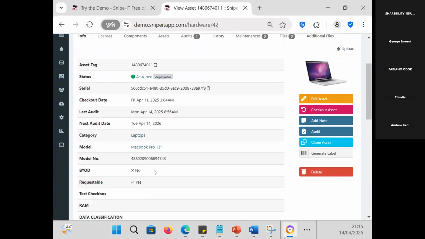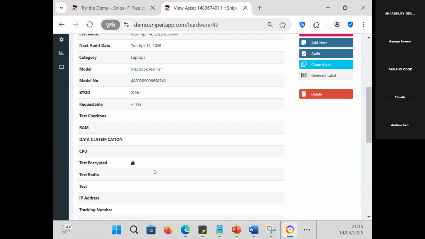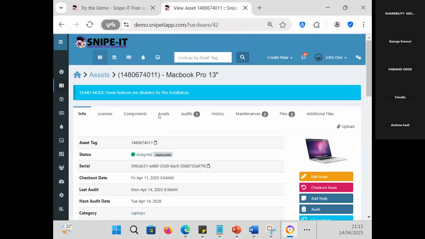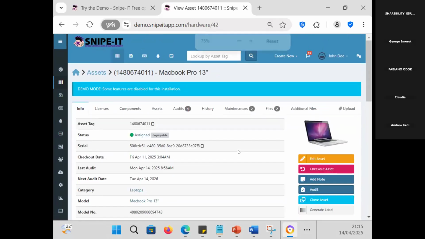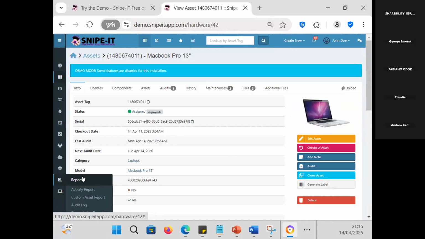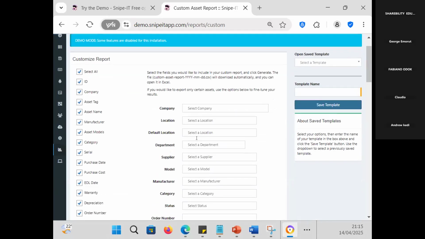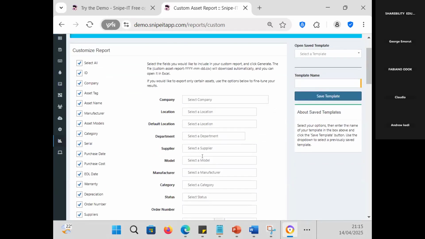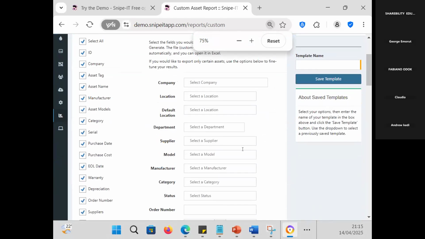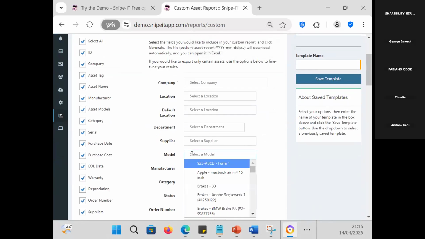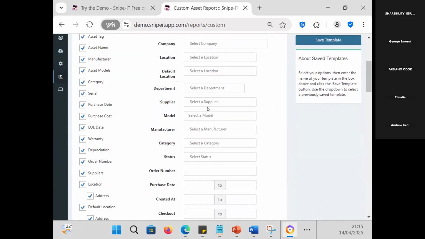What is its status? I can always update the device status as and when it has changed, or it is not working, it has blown, everything. And then at the end of the day, we can make reports down here. You can do an activity report. You can do a custom asset report. For example, you can say, I want to get all devices in a given department, or I want a report about ESA devices, or I want a report about any of these.